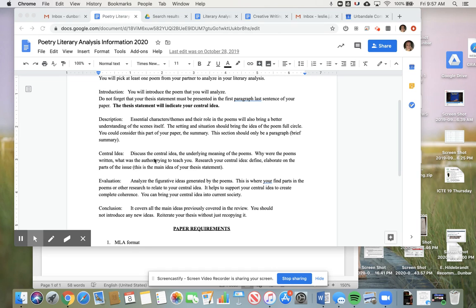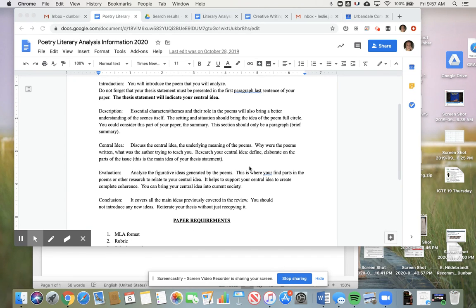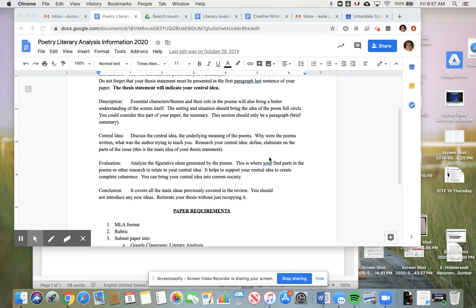The central idea. So what is the central idea? What's the underlying meaning of the poem? Why was the poem written? What was the author trying to teach you? You can research your central idea, define, elaborate on parts of the issue, all of that good stuff.